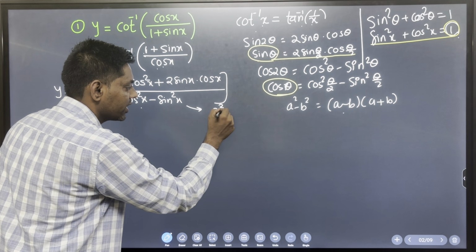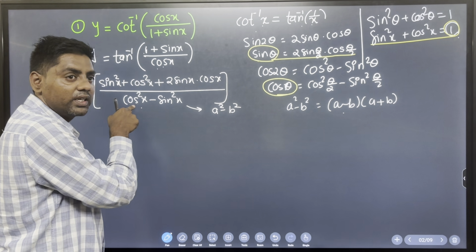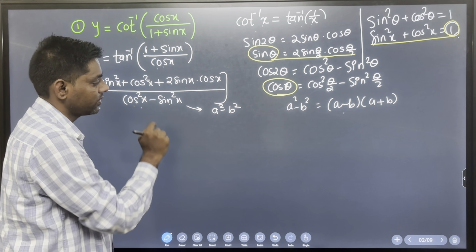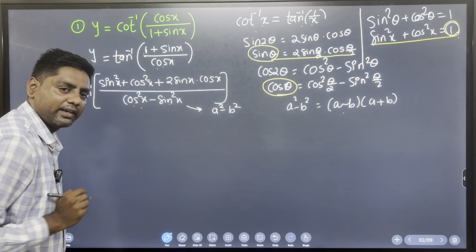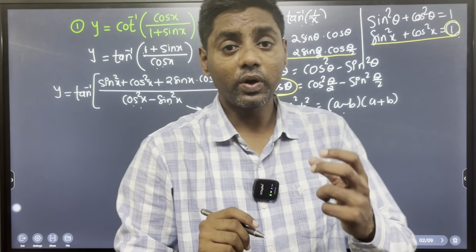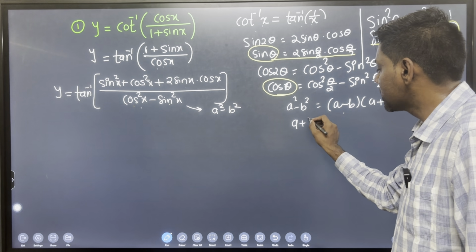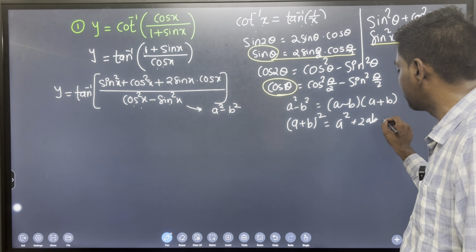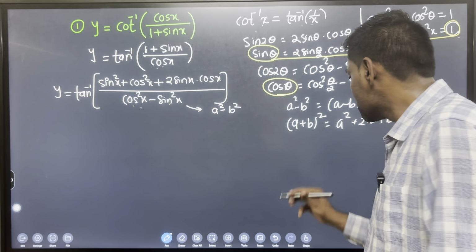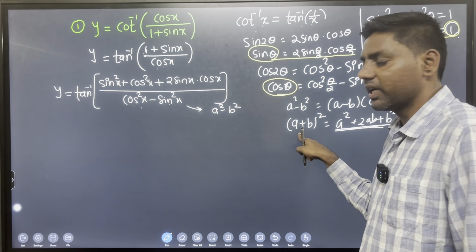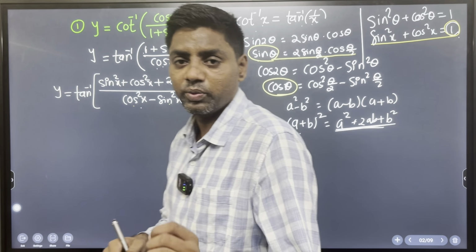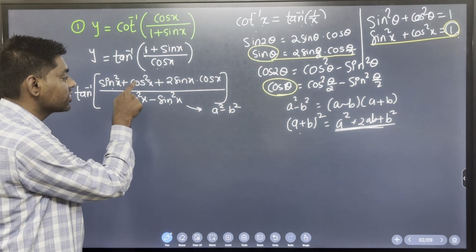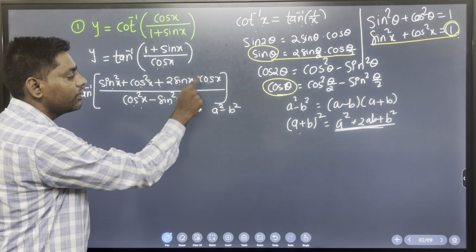The formula is a square minus b square, where a means cos x and b means sin x. After applying this formula, we get the denominator. What about the numerator? When we solve the formula of (a plus b) bracket square, the answer is a square plus 2ab plus b square. So this should be replaced by this bracket. Now look at the numerator, this term is present: a square plus b square plus 2 times ab.